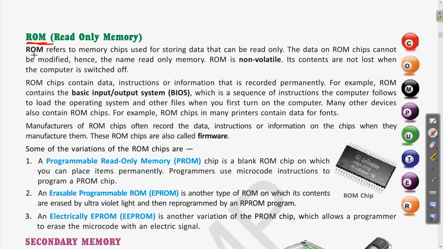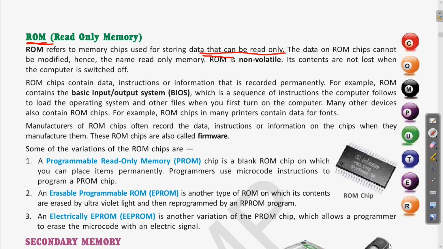So let us see now. ROM refers to the memory chips used for storing data that can be read only. Clear? As the name itself says, it is read only. So what does read only mean? Read only actually means that we will not be able to write the data again and again. Once it is programmed, we can use the ROM chip again and again.